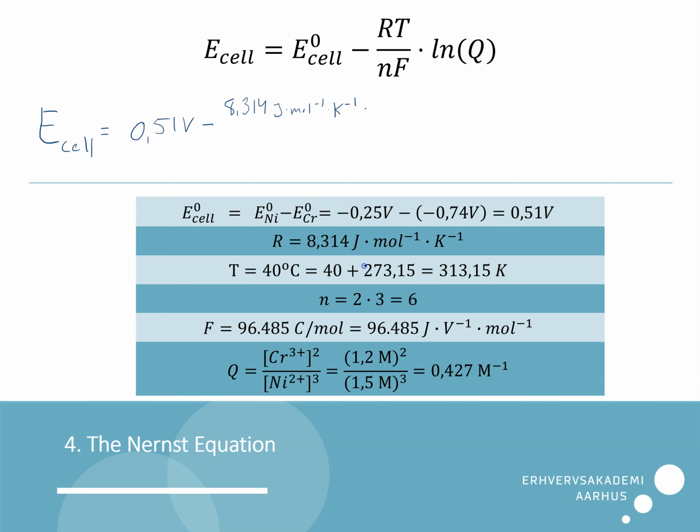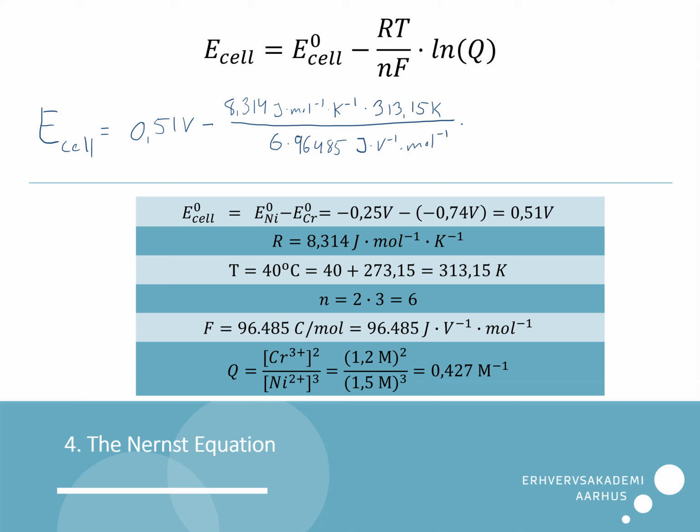We do this by adding 273.15, which is the absolute 0 point. Then we get 313.15 Kelvin. Then in the denominator we have n, which was the number of electrons, which was 6, multiplied by Faraday's constant of 96,485 joules per volt per mole.